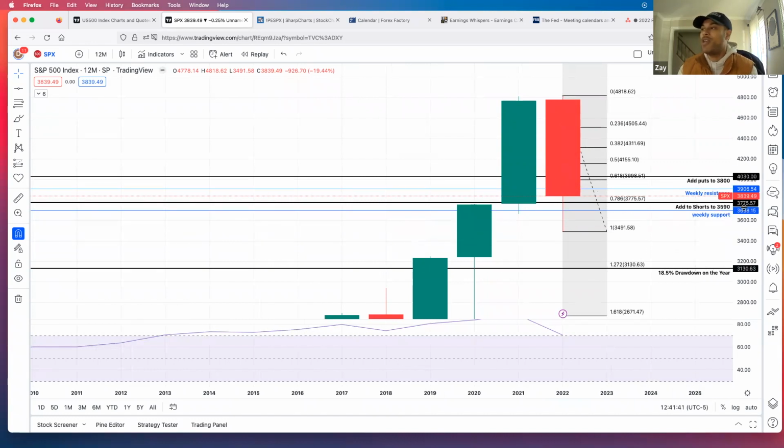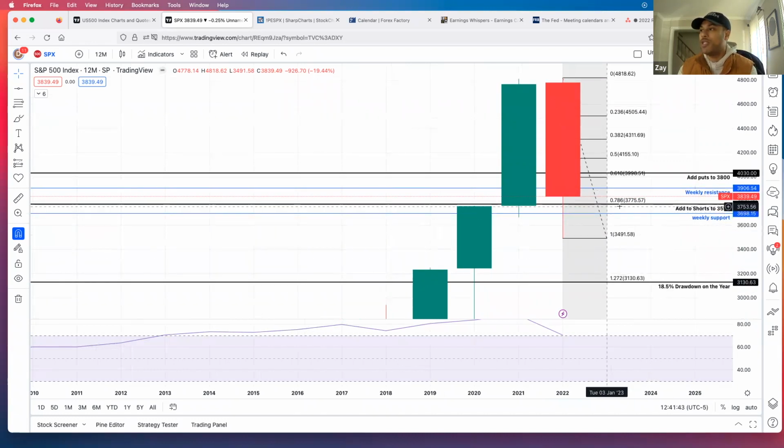And what I have done, as you all know, I love my percentages, is that from the yearly close, where the SPX closed at 38.39, if we were to have an 18.5% drawdown, meaning the market drops, say, another 18.5%, then it brings me to about this 31.30 level.